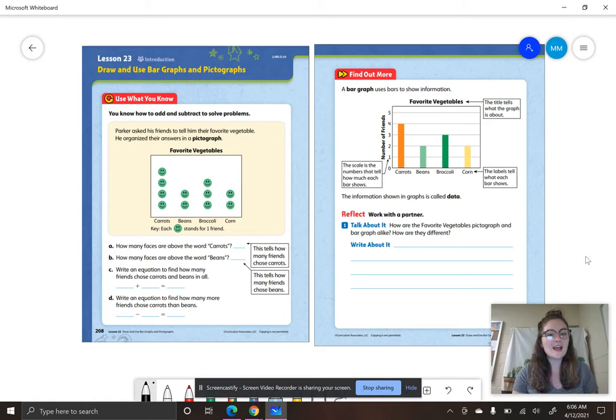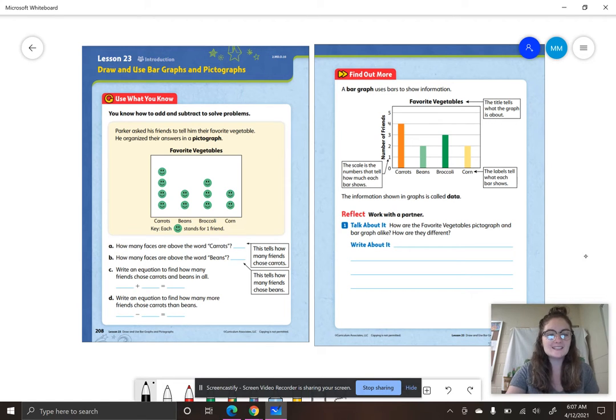It says Parker asks his friends to tell him their favorite vegetable. He organized their answers in a pictograph. So in the graph, we have the title of our graph, which is favorite vegetables. We have our labels at the bottom. So the types of vegetables were carrots, beans, broccoli, and corn. And each smiley face stands for one friend.